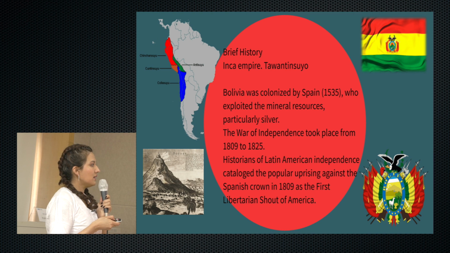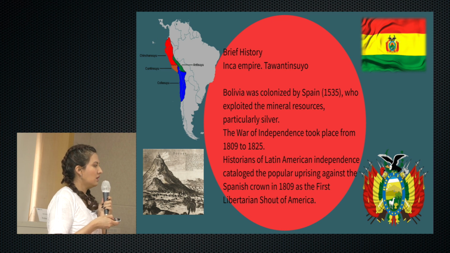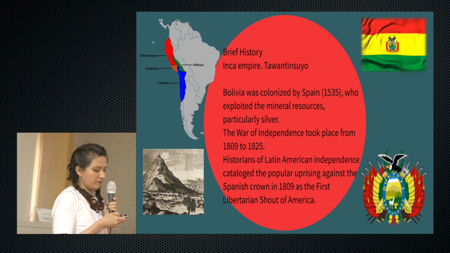Historians of Latin American independence catalog the popular uprising against the Spanish crown in 1809 as the first libertarian shout of America, and the independence war took place from this year to 1825.